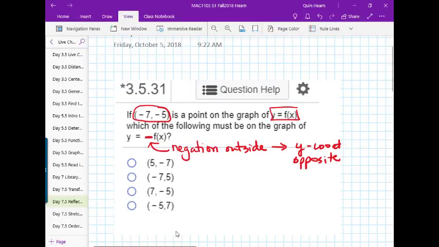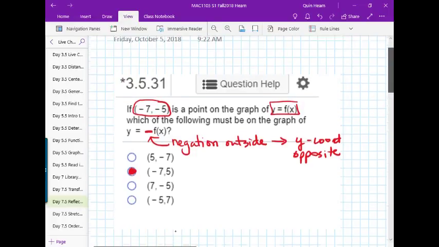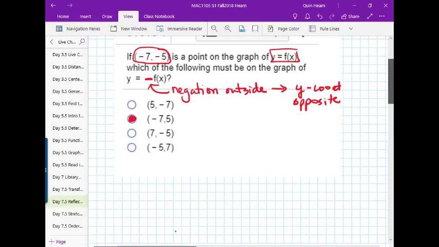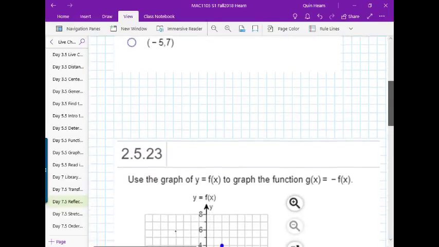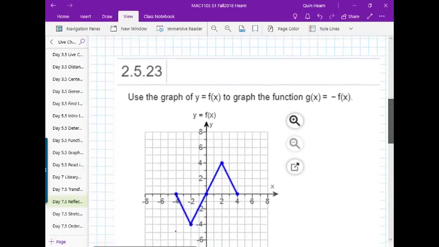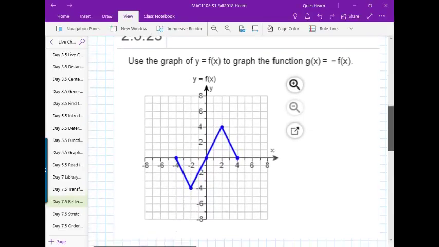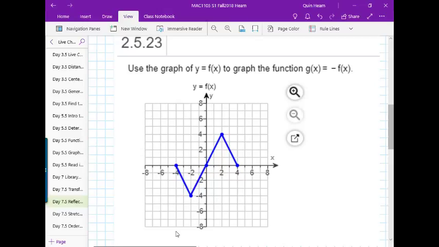So if you look down this list, which pair of coordinates has the same x-coordinate but the opposite y value? That's going to be this one here, -7, 5. Now it's going to do this for every single pair of coordinates on the graph. So let's think about what happens to a graph when we negate the entire function. In other words, negate every y value.